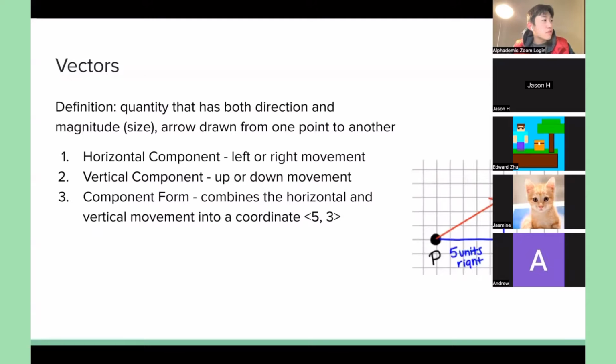So the definition of a vector is a quantity that has both direction and magnitude, or basically the size, and it is an arrow drawn from one point to another. And this you can see there is vector PQ being shown. There are always a few parts to the vector. First off, there is the horizontal component, which is the left or right.